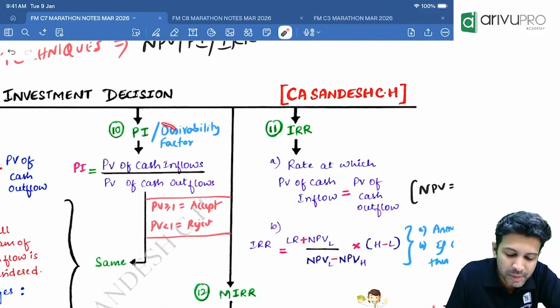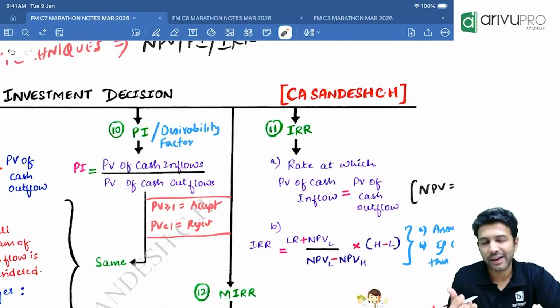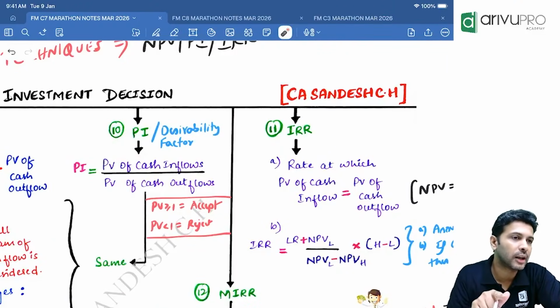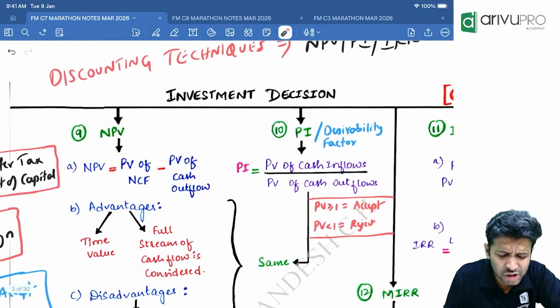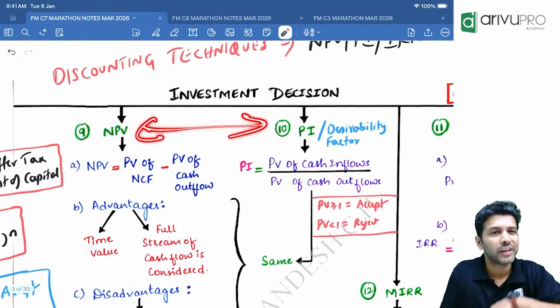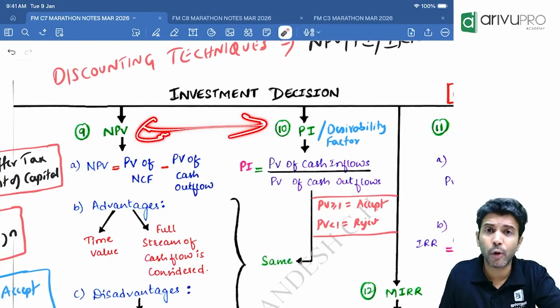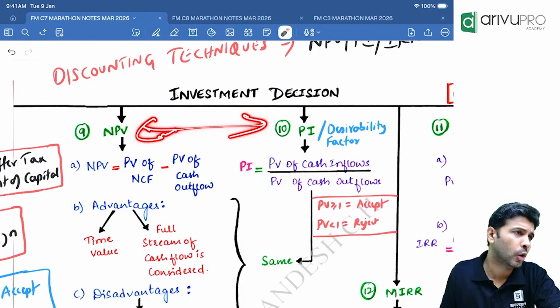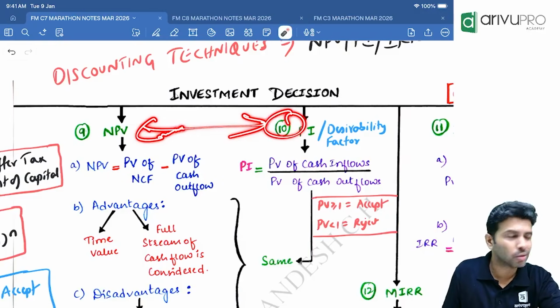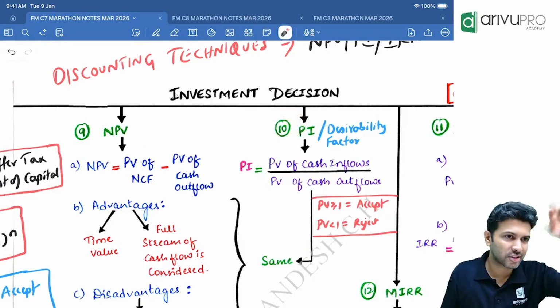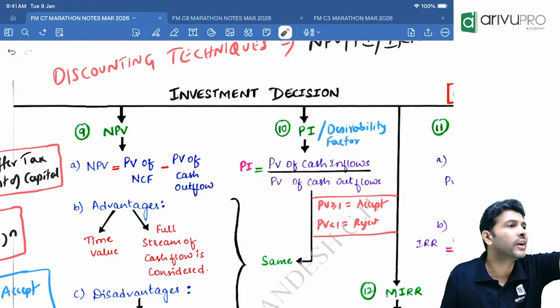Next is PI. PI means profitability index. Another name, present value index. Another name, desirability factor. This is just an extension of NPV. How did you find NPV? Present value of cash inflow minus present value of cash outflow. What you subtracted, here you divide. Because it's an index, we express it as numerator divided by denominator. It's like a ratio. How do you find a ratio?